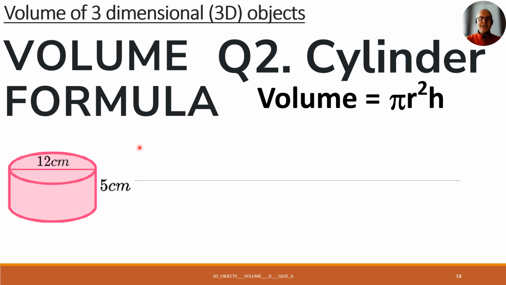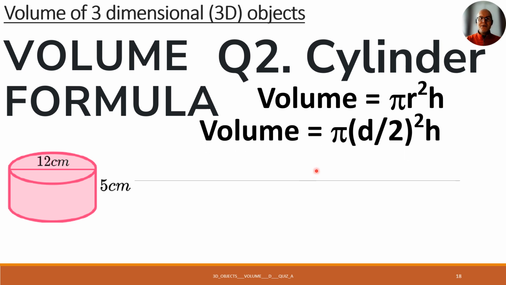So if we transfer these values into the volume formula, now you'll see we don't actually have r explicitly expressed. We don't have the radius, but we've got the diameter. If you remember, towards the start of the presentation, we said that the radius was half the diameter.